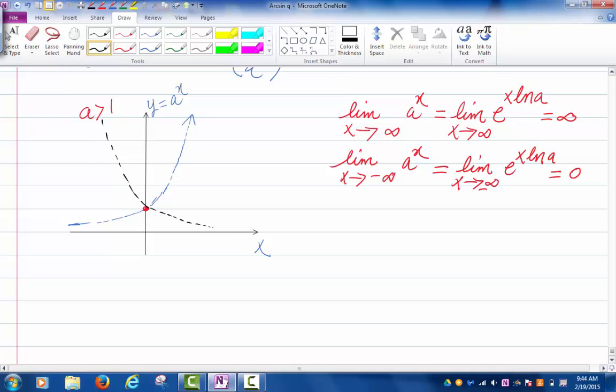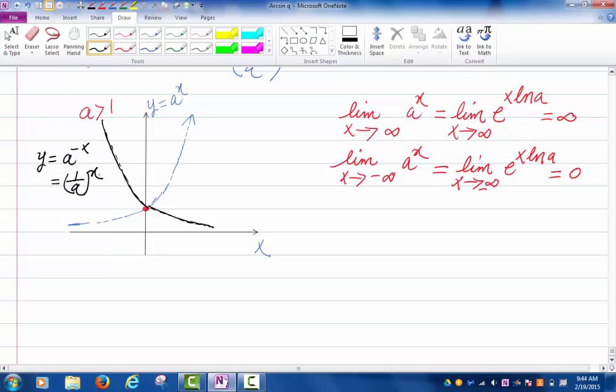Okay, so the black one here is the graph of a to the negative x, which is the same as 1 over a to the x.